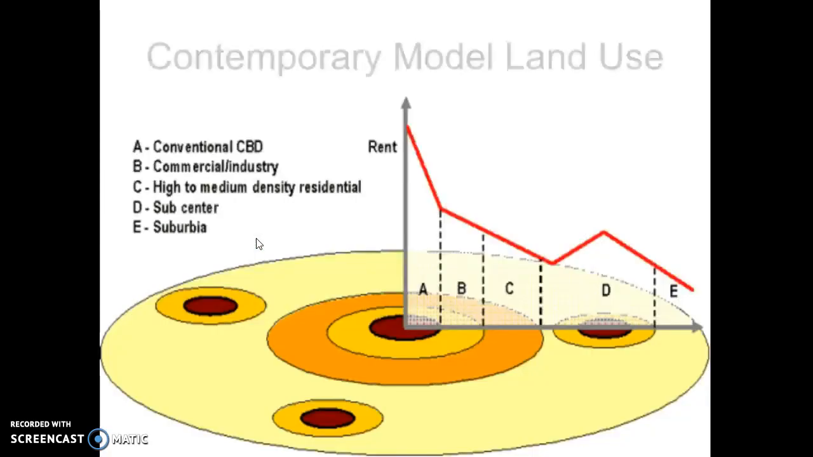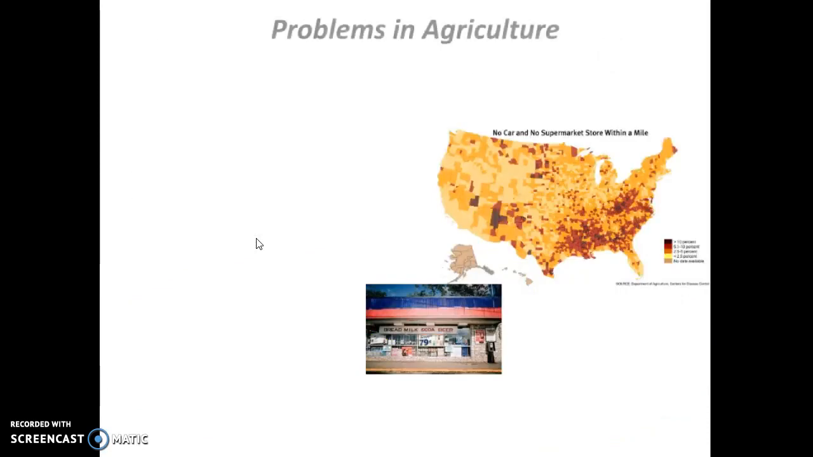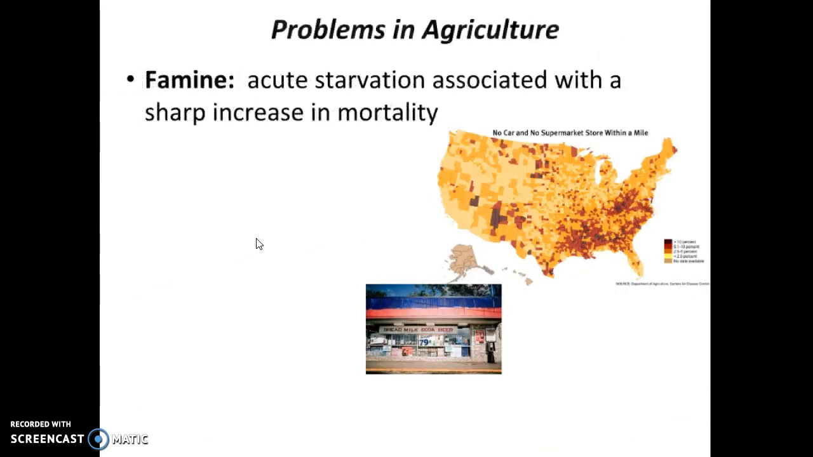All right, other things that we need to talk about are problems in agriculture. When we talk about problems in agriculture, one of the biggest problems is famine, which is acute starvation associated with a sharp increase in mortality. So, unfortunately, the death rate spiking.